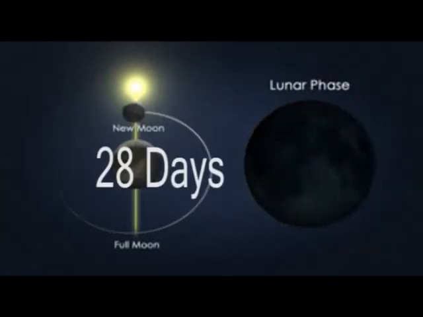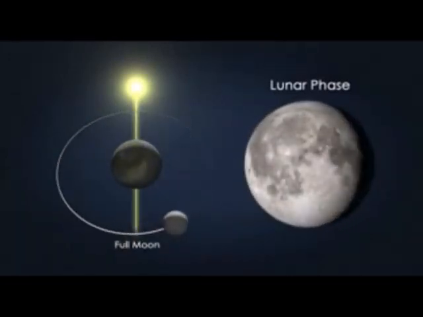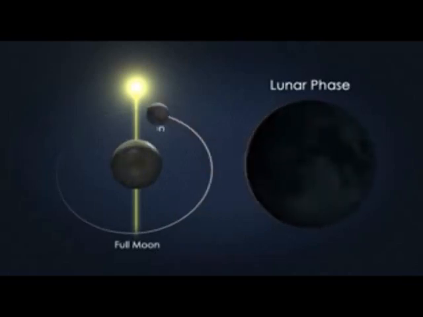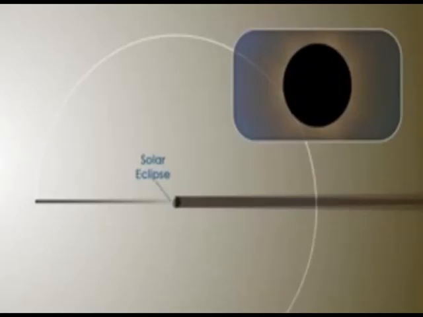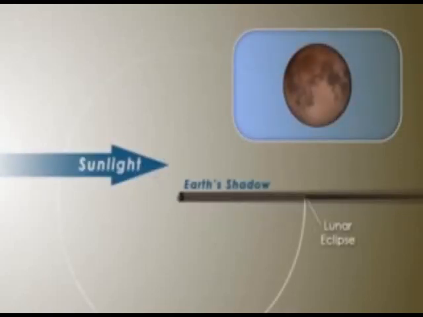So twice a month, the moon, the sun, and the earth lie in a straight line, and when this happens, we are likely to see an eclipse. If the moon happens to lie exactly between the earth and the sun, so that the angle between the two lines is zero, then we experience an eclipse of the sun. But if the earth happens to lie exactly on the straight line between the sun and the moon, then we see a lunar eclipse.